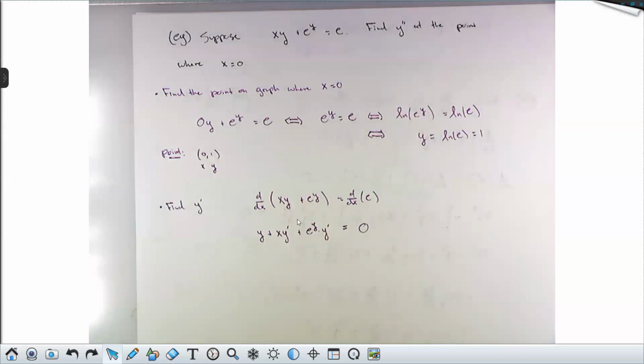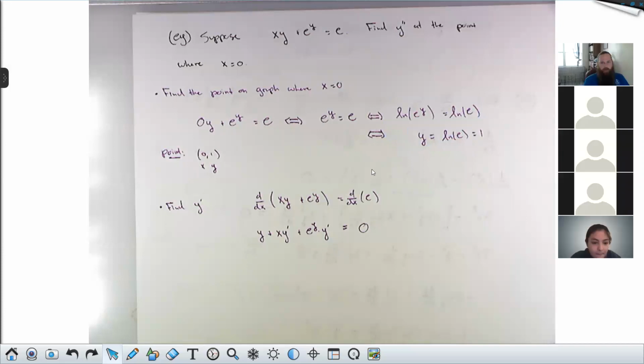I have a question, because you multiply by 0 and already get 0, but why the ln of e to the y is equal to ln of e, and you get y is equal to ln of e is equal to 1? Why did you put the y there again?